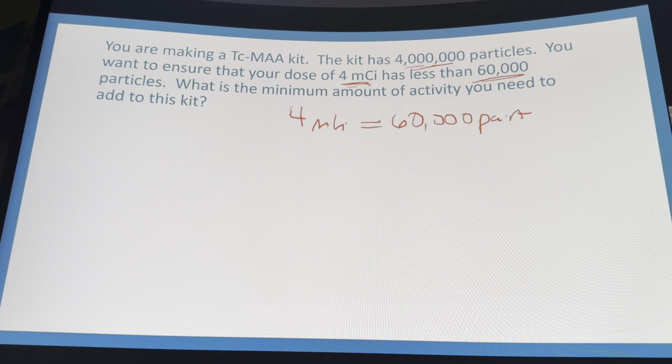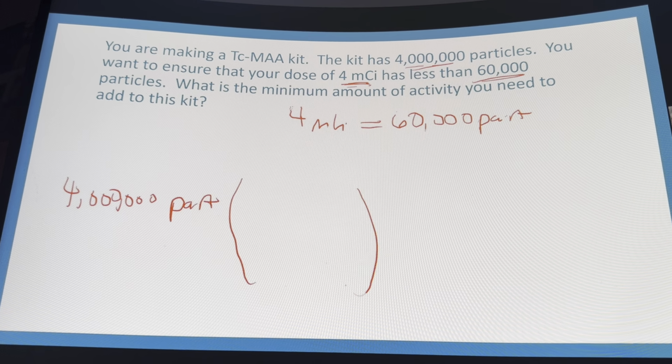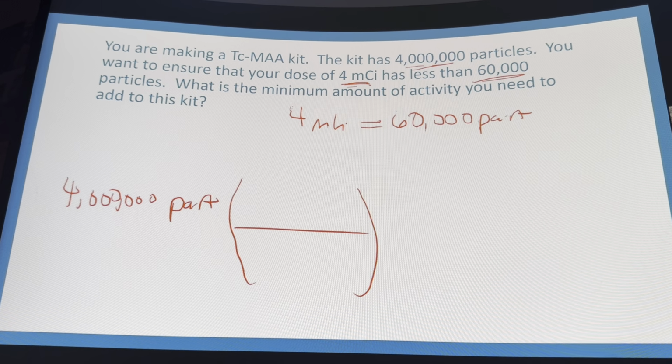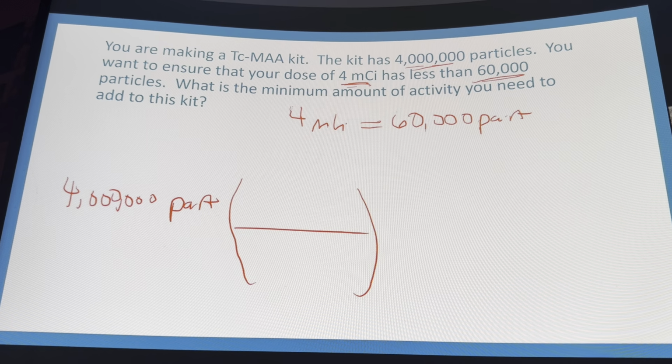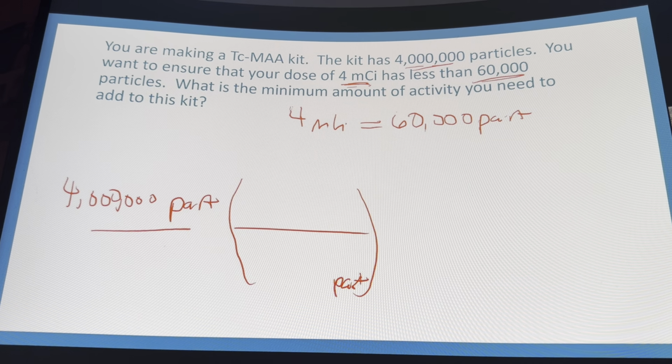What else do I have here? I've got 4 million particles in my vial, so I'm going to start with my 4 million particles. Whenever you get stuck, always say, Sybil told me whatever's on top goes on bottom. Just do that, because it'll nudge you past your stuck point. I'm going to put the particles on the bottom.